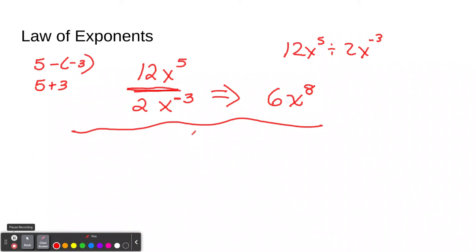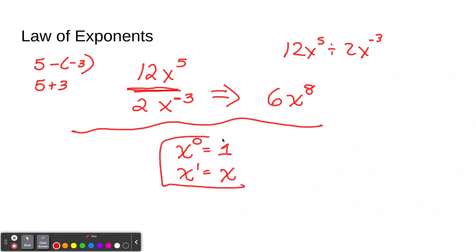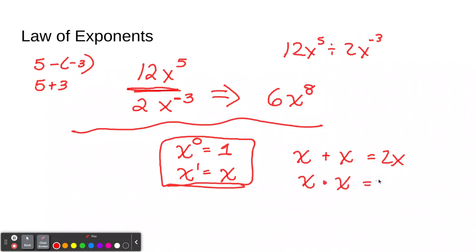By the way, just watch the exponents. Remember, anything to the 0 power is 1, and anything to the 1st power is that same number or variable. Another thing to keep in mind is some students get this confused. x plus x is 2x, but x times x is x squared. And by the way, x times y is just xy, right? Remember that also.